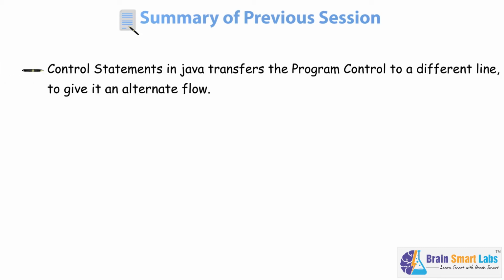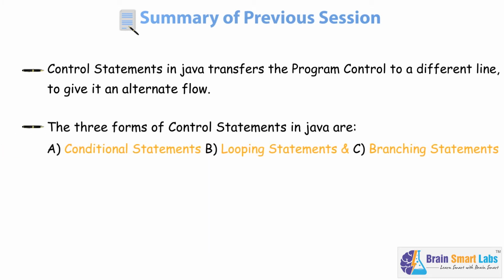Now before we start with this topic, let us see what we did in our previous session. In our previous session, understanding control statements, we saw the control statements in Java transfer the control of a program to a different line to give it an alternate flow. The three forms of control statements in Java are A. Conditional statements, B. Looping statements, and C.